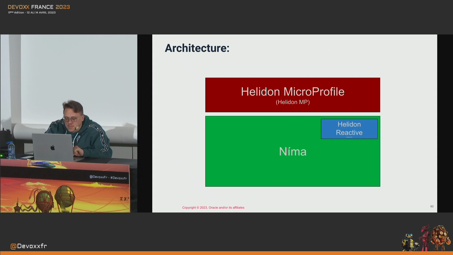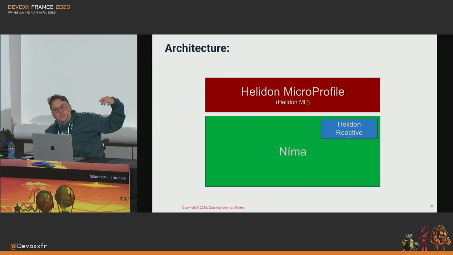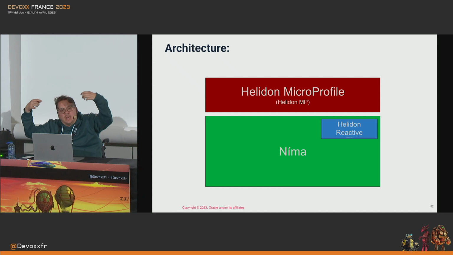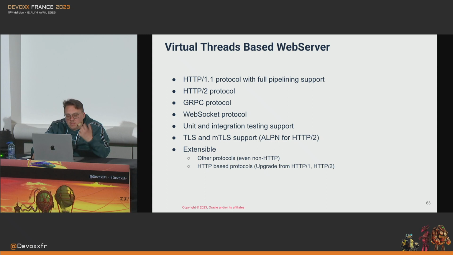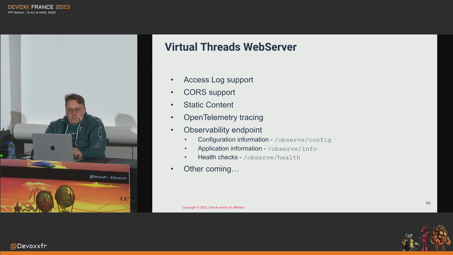Why is Helidon cool? Because it's modular, as you see. You can just remove all of that stuff which happens underneath and replace this layer, which we did with Nima. So the migration path for us was extremely easy. Just to say that we support HTTP/1.1, HTTP/2, gRPC protocol out of the box, with all this TLS, mTLS stuff, etc., with CORS support, with static content, everything is already available.